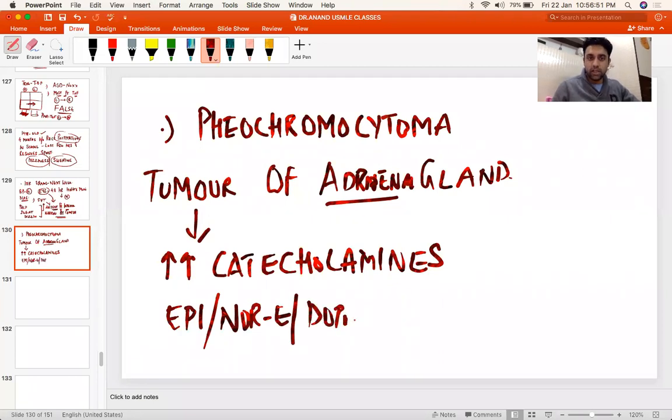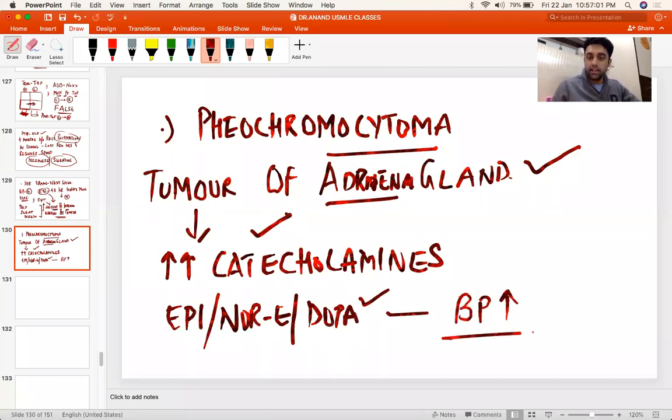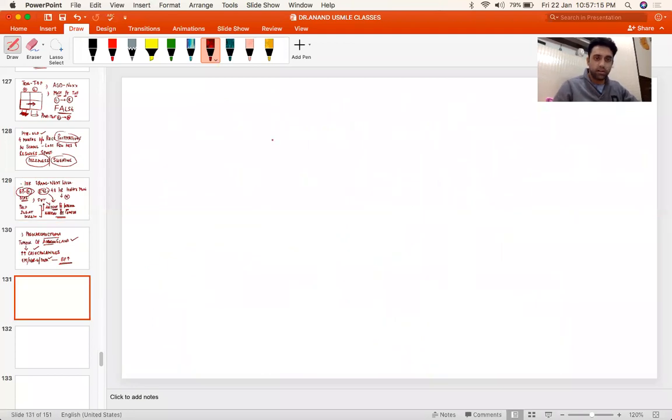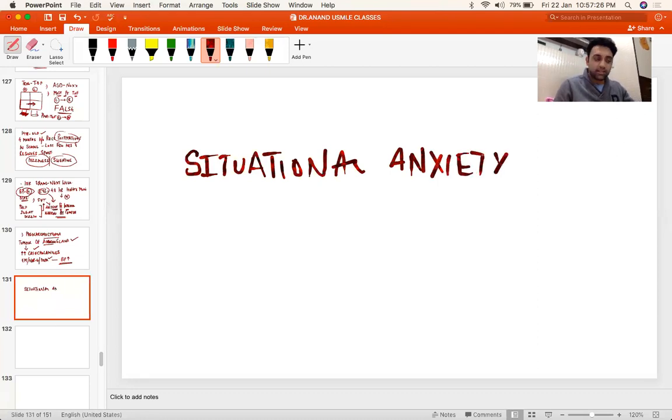All these are catecholamines. So pheochromocytoma is a tumor of the adrenal gland where there is increased catecholamines, increased epinephrine, norepinephrine, and dopa, and that causes very high BP and then headache, and you do a 24-hour urinary catecholamine levels. But in my patient, in my case, her BP was normal, and that is why the best answer for this condition will be situational anxiety. Situational anxiety is the best answer we can think for this question.